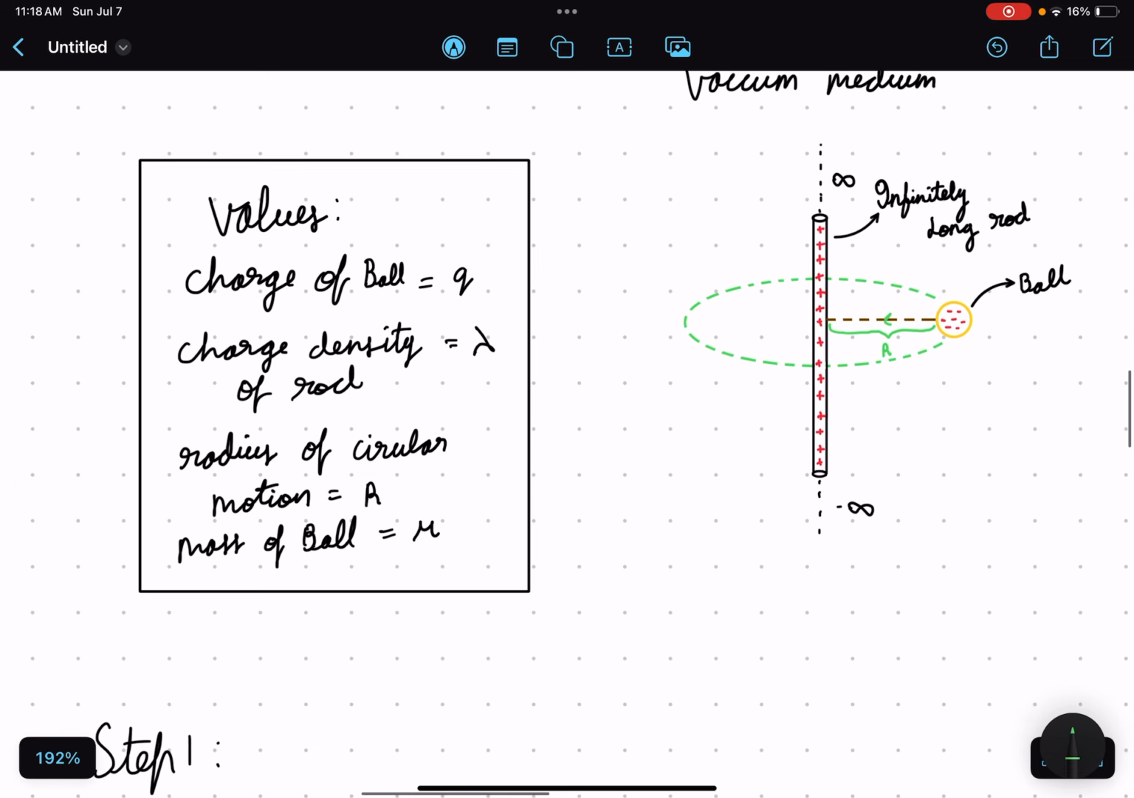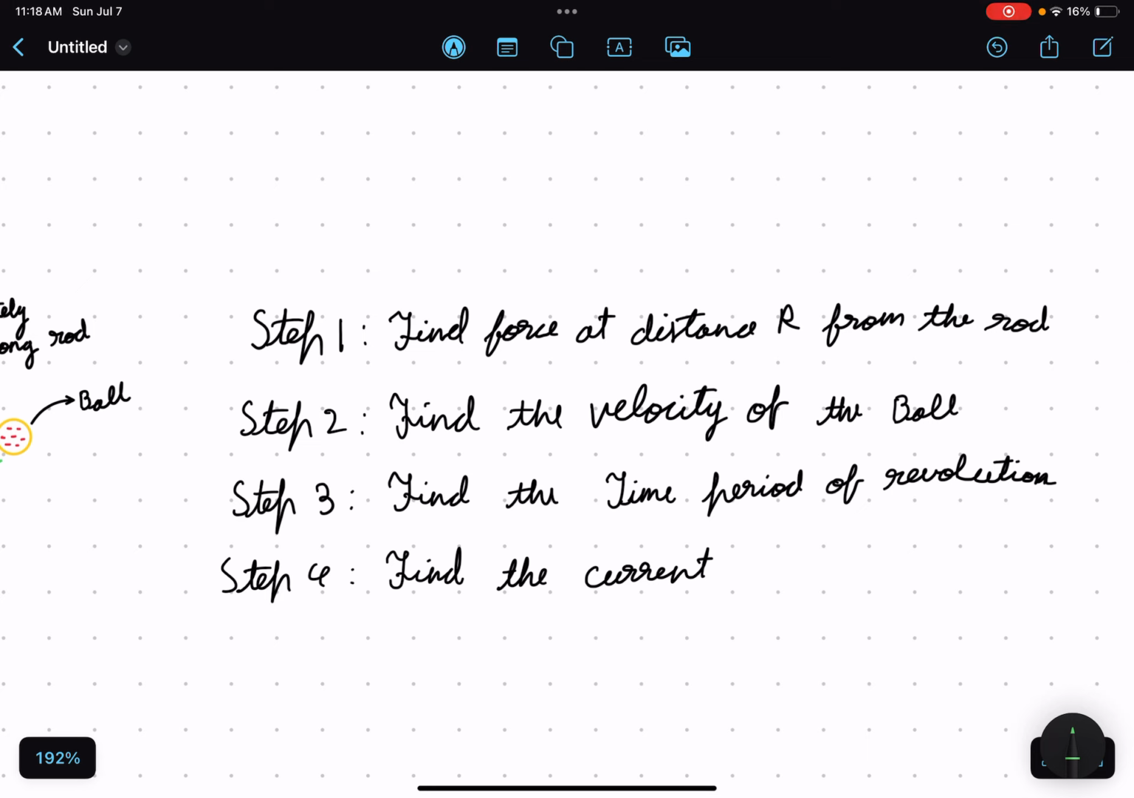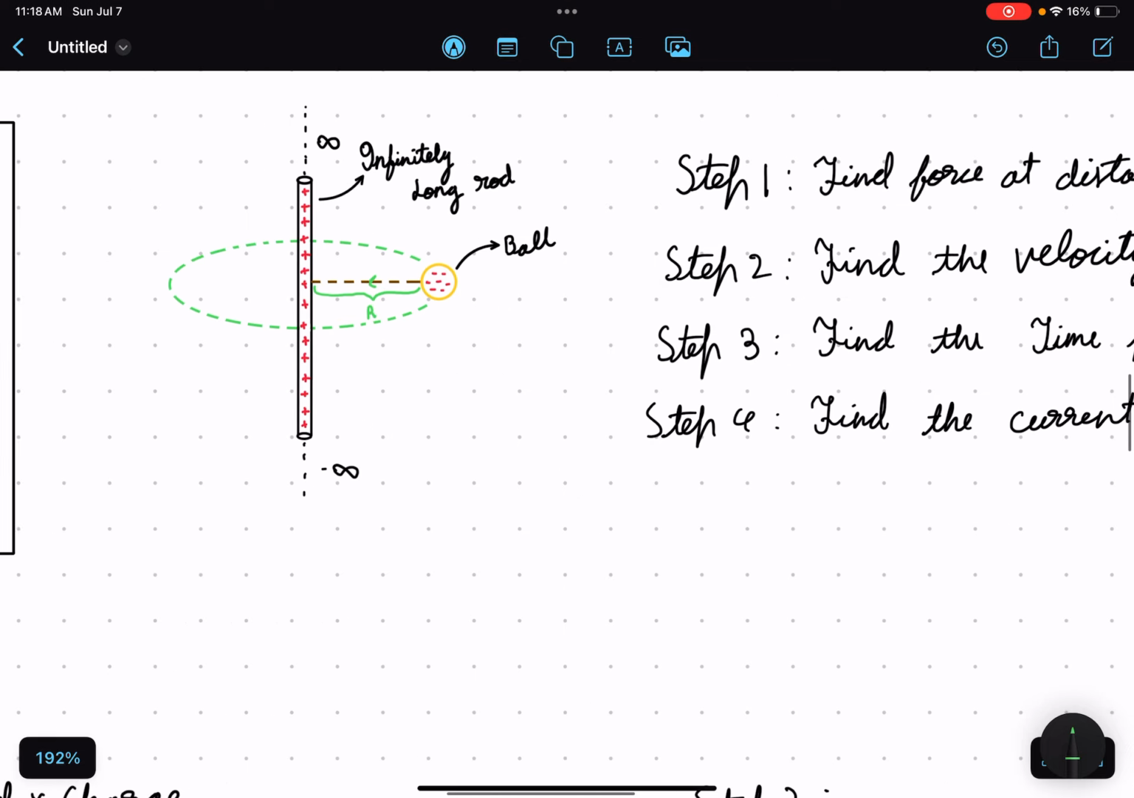The values that they've given us are the charge of the ball, which is q, the charge density of the rod, which is lambda, the radius of circular motion r, and the mass of the ball m. So the steps to finding the solution to this problem are finding the force at a distance r from the rod, then we find the velocity of the ball, then we find the time period of the revolution, and then we find the current.